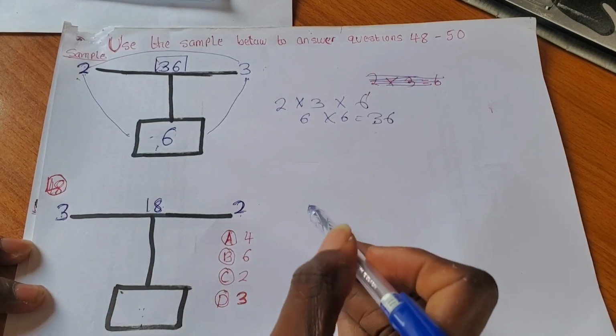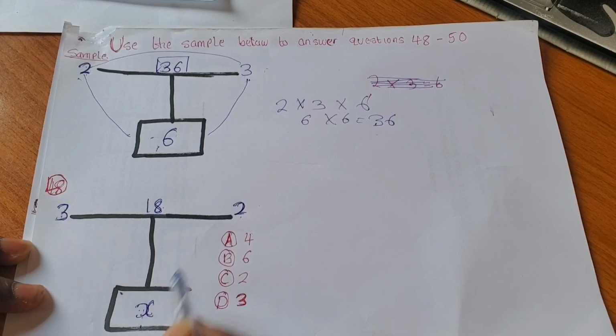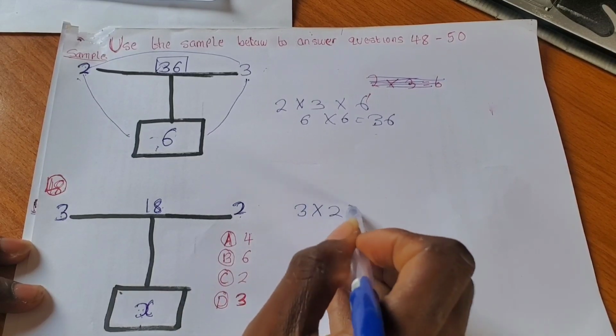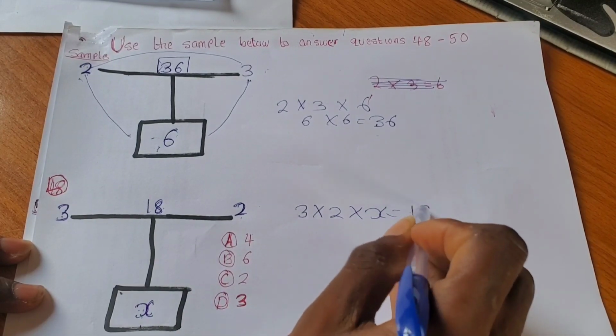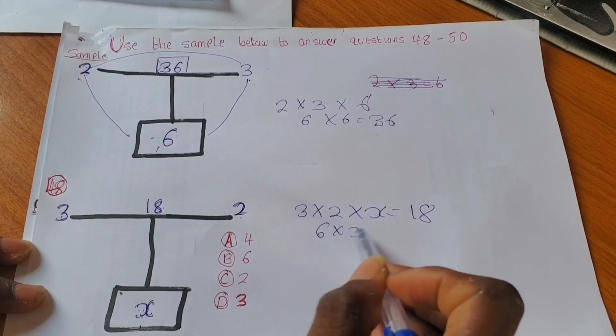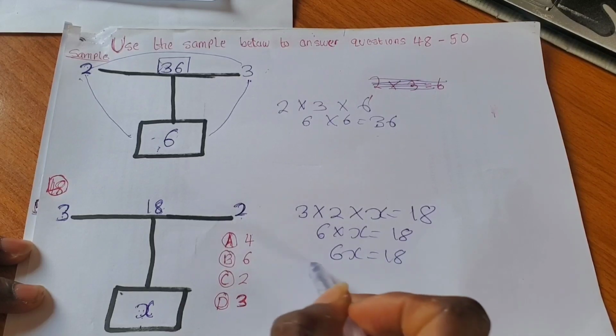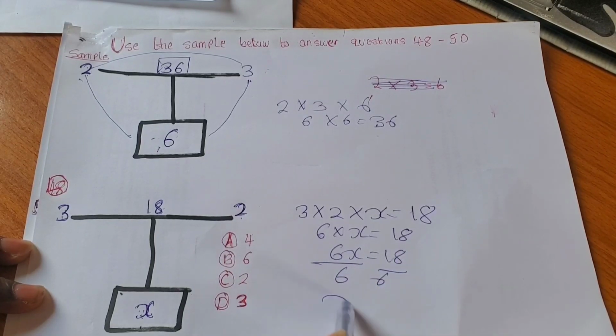So let us proceed. Here, let the number that is going to be here be x. You understand? So we are going to have 3 times 2 times x. It must give us what? 18. So 3 times 2 is what? 6. 6 times x equals 18. 6x equals 18. To get the value of x, divide by 6. So x equals 18 divided by 6, which is 3.